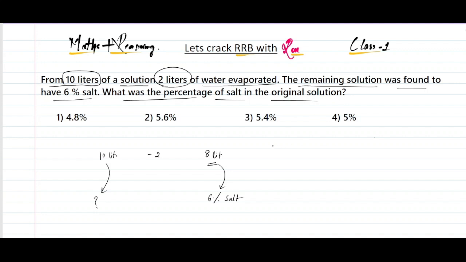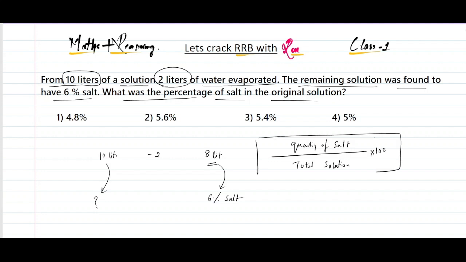Same, how do you find a percentage of something? You need the quantity of that salt in the total solution, multiplied by 100. This is the way you find the percentage of anything, right? So simply here they have the percentage and here I have the solution. Let's find out the quantity of the salt. So let the quantity of salt be x, divided by total solution we have 8, multiplied by 100. This they have given as 6.